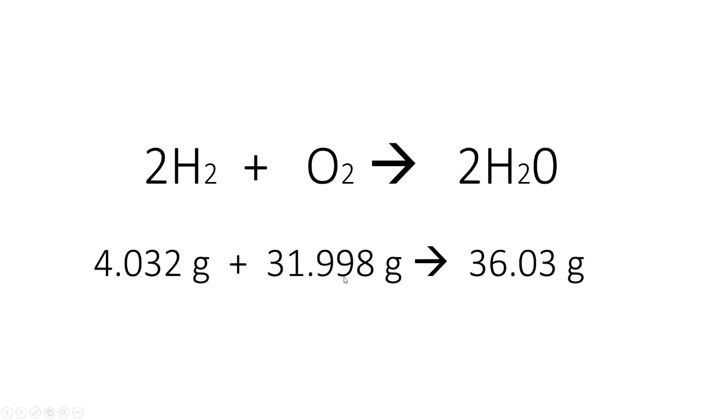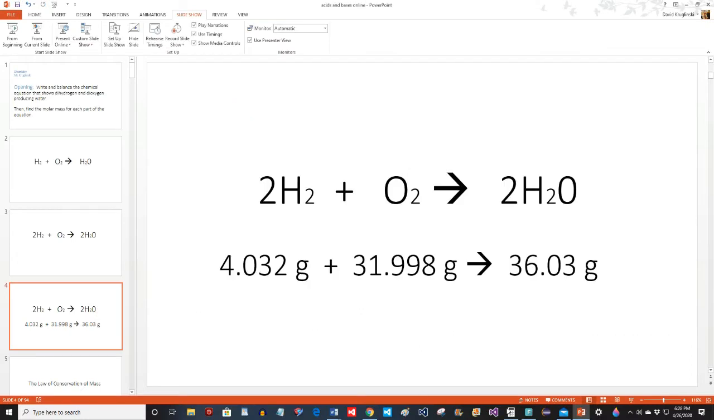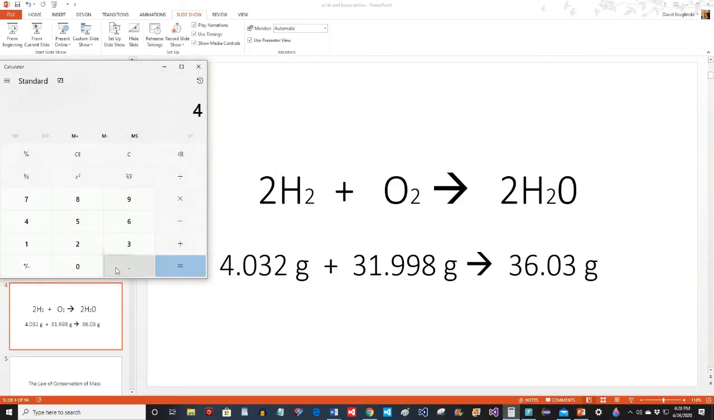If you did it properly, you should have gotten a value of 4.032 grams of hydrogen plus 31.998 grams of oxygen yields 36.03 grams of water. And what's the significance of that? Well, let's take these two numbers, the reactants, and let's add them. 4.032 grams of hydrogen plus 31.998 grams of oxygen, and our reactants total to 36.03 grams.